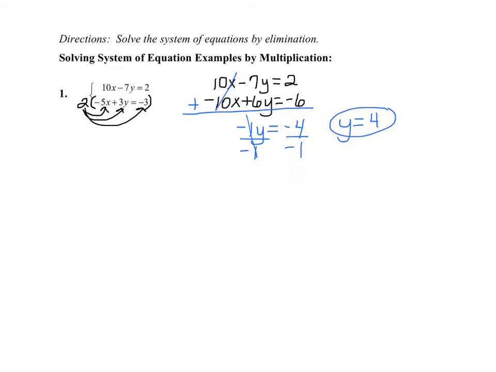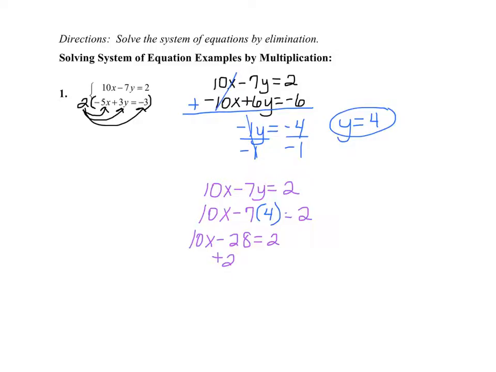So let's rewrite 10x minus 7y equals 2. We have 10x minus 7. We found out our y value is 4, so we're just plugging in, substituting our y value, equals 2. Rewrite our 10x minus 7 times 4 is 28 equals 2. We have a two-step equation.